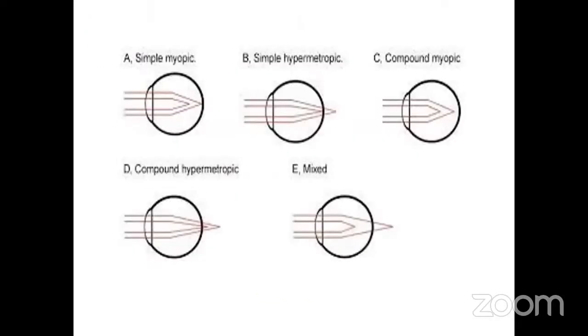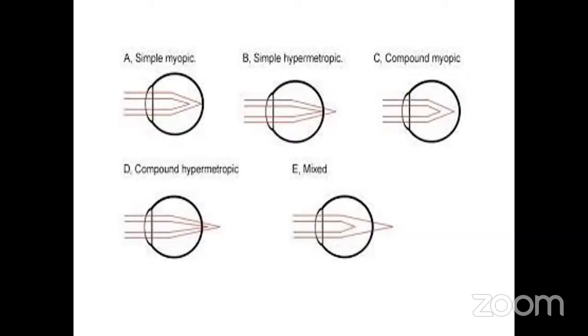So a simple myopic astigmatism example is -2 dioptric cylinder at either 90° or 180°. Or it can be at any degree, na? Not necessarily 90 or 180. So when it is at 90 or 180, what will you call it? Regular astigmatism. Yes, correct.